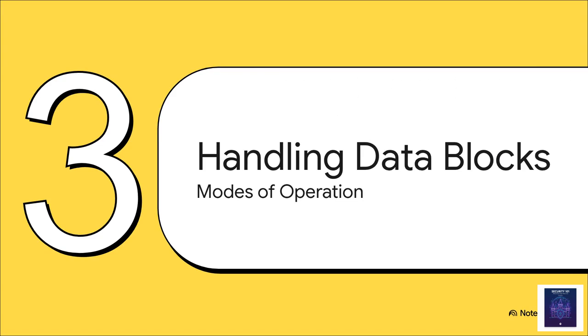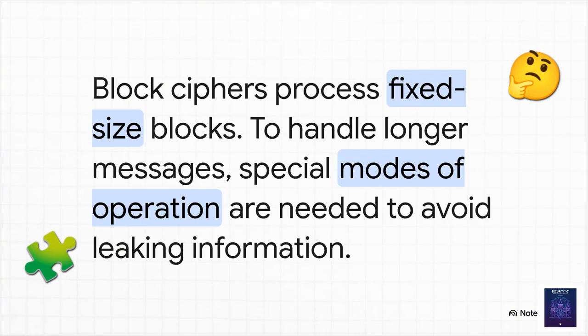Okay, so we know these algorithms are strong and they're fast and they work on these fixed size blocks of data. But wait a second. In the real world, you're not sending tiny 128-bit messages. You're sending emails, you're streaming video. So how do you encrypt something that's way bigger than one single block? This is a really important problem.